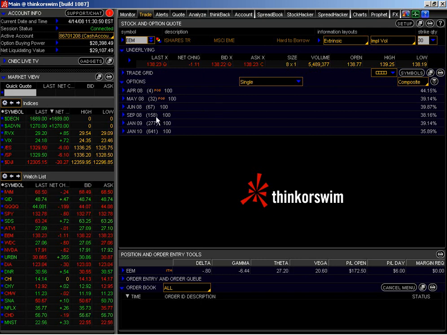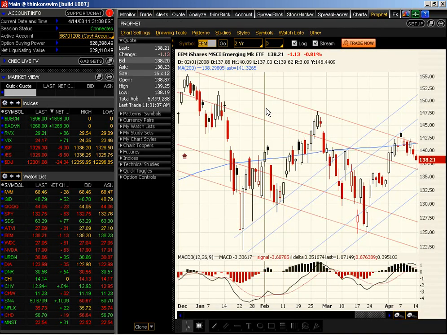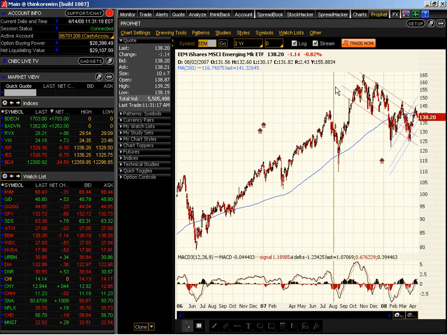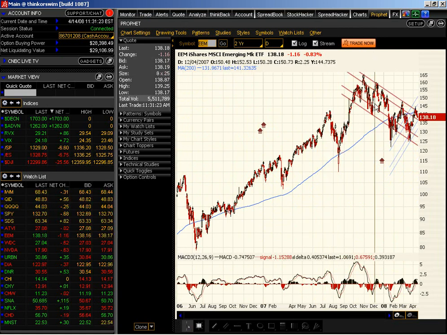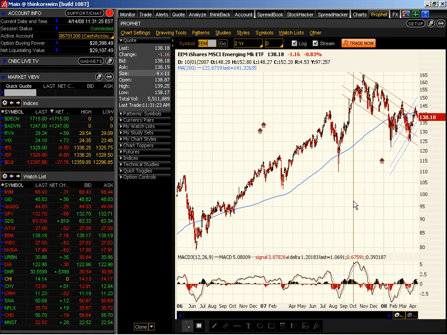So in our test account here, we first want to look at the indexes that we want to put positions on. Normally what I do is I take the EEM, which is the iShares Emerging Markets. Let's take a quick look at a graph of it. This is the iShares Emerging Market ETF. It seems to be trading very well for us. It tends to trend in a pretty nice pattern. It tends to stay within channels here.